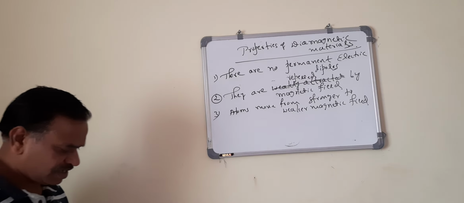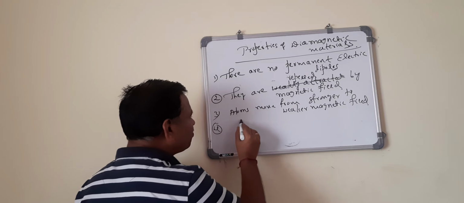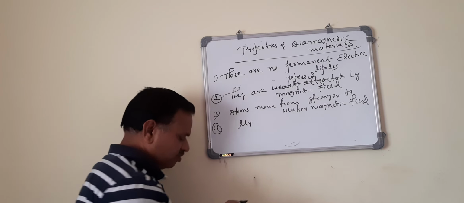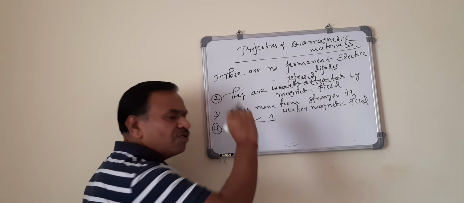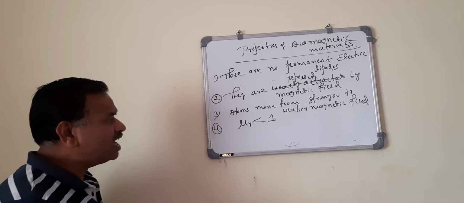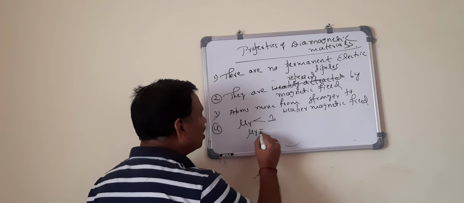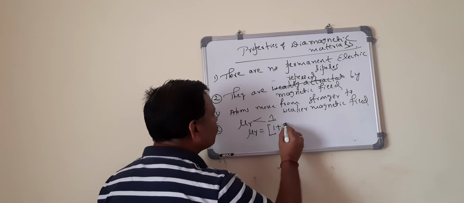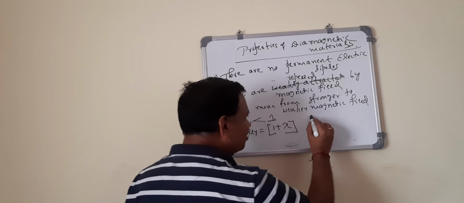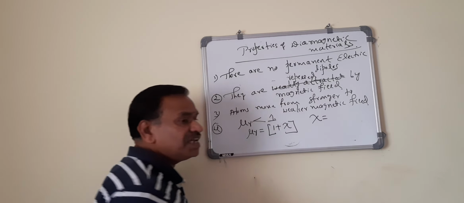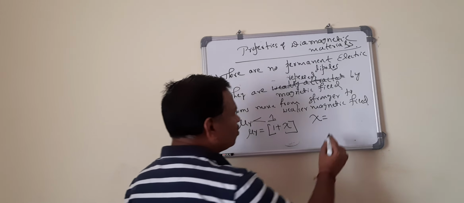Next point, an important part: here the magnetic permeability μr is less than what? 1. You will ask the question, why is it less than 1? Just now I said that the relation is μr equals 1 plus what? Susceptibility. This susceptibility value is there. Now it is a negative quantity.